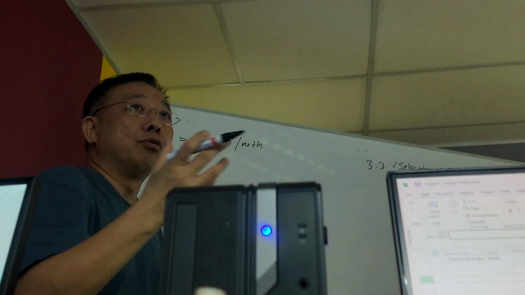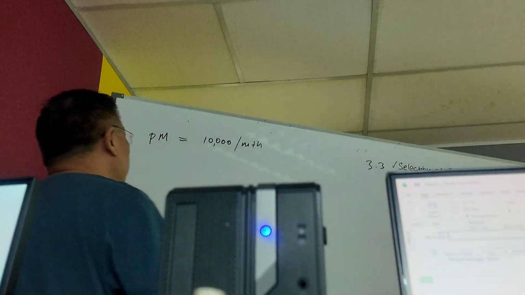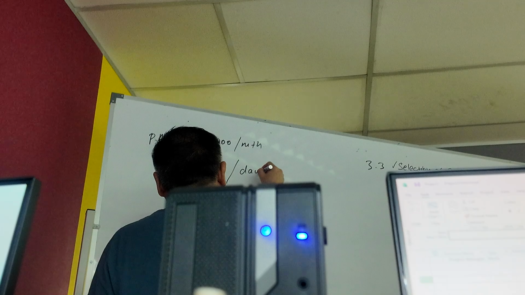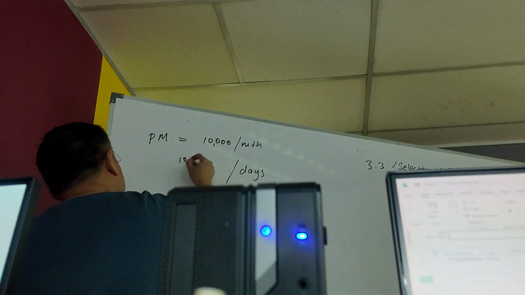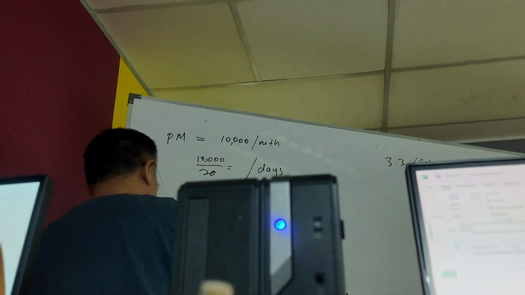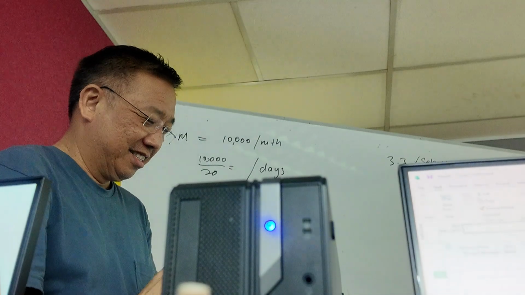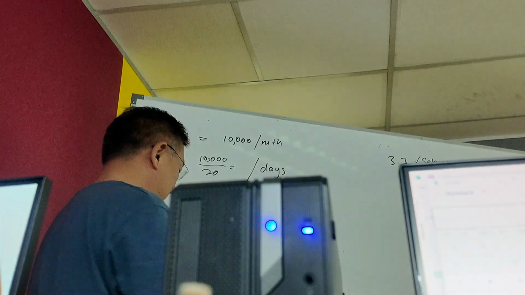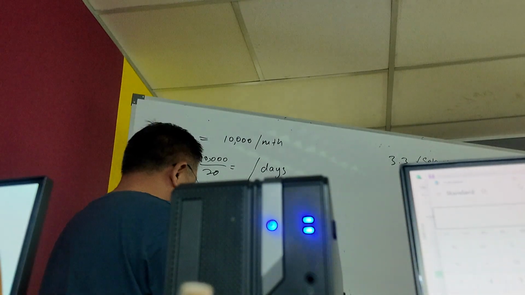So typically what you do, we always calculate in a month at 20 working days. Okay? So you need to convert this into days. To calculate $10,000 into days, you have to take $10,000 divided by 20 working days. So how much a day? 500. Right? So $500 a day.